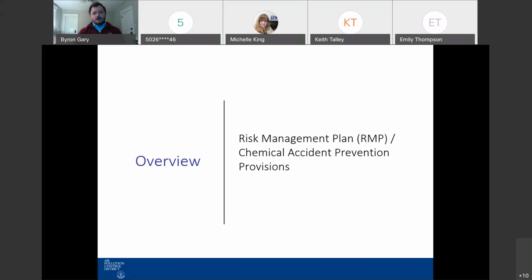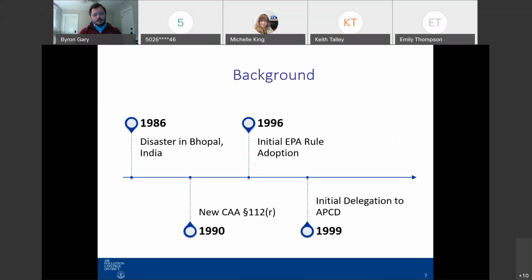Just to give you guys a brief overview of RMP, Chemical Accident Prevention Provisions, to start off, I'm going to go through just a little bit of history. So the Clean Air Act amendments that were passed in 1990 incorporated a number of changes, and the Chemical Accident Prevention Provisions were a new section of the air toxics portion of the Clean Air Act in 1990, Section 112R.